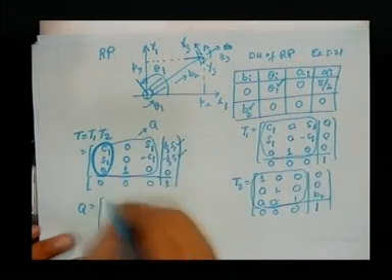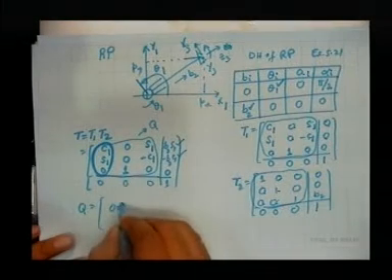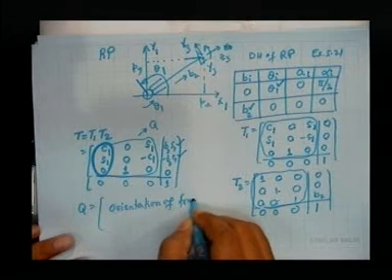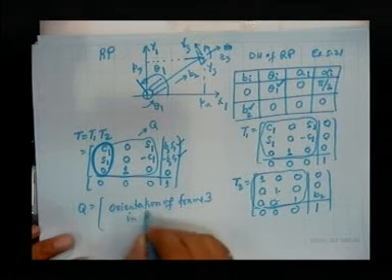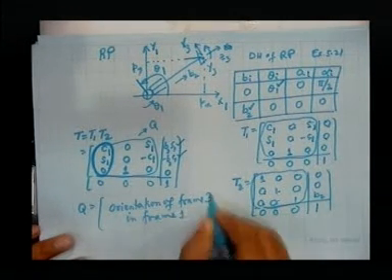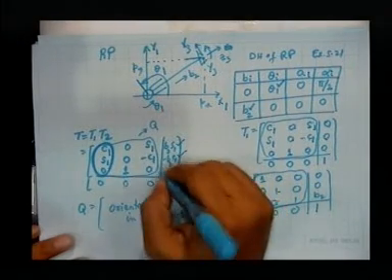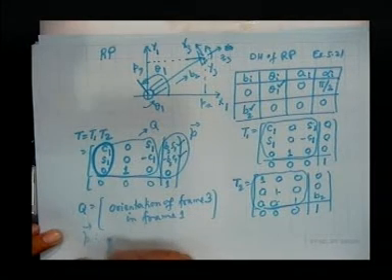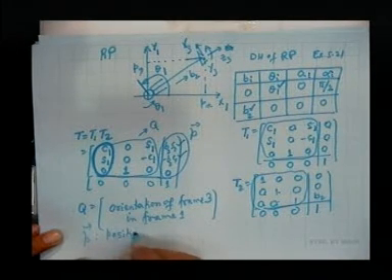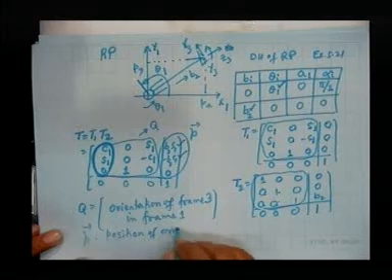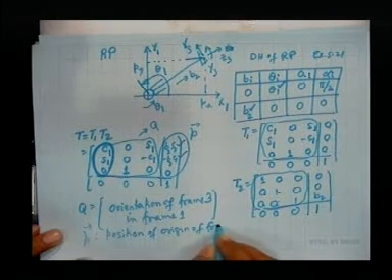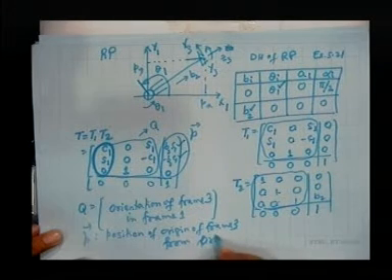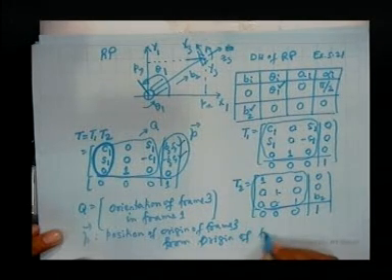So, this Q is the orientation of frame 3 in frame 1, and this portion would be P. So, P is the position of origin of frame 3 from origin of frame 1.